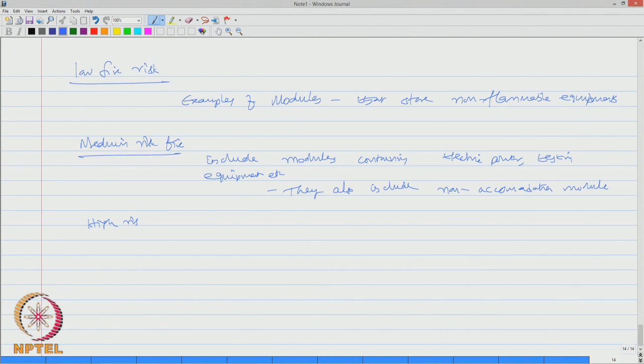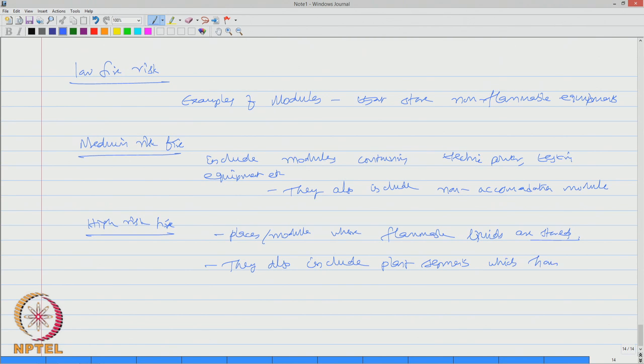High risk fire. These are the places where flammable liquids are stored. They also include plant segments which house high power electrical machineries, accommodation module, etc.